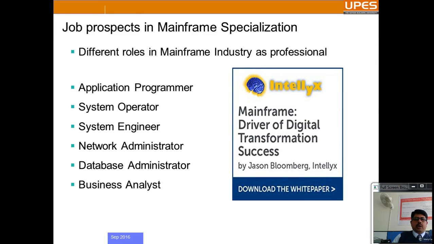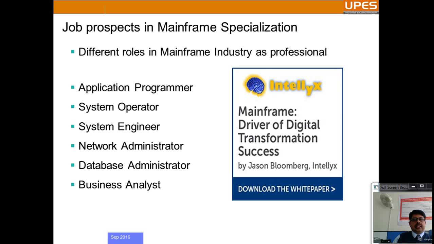Here I'm talking about the job prospects in mainframe specializations. There are different roles in the mainframe industry as a professional, and we can talk about how they work. I'm talking about the first, the application programmer. What's the role of the application programmer? This is the person interested in the front end use, as we used to say, ATM machines, where we find certain things at the front end. There are certain applications by which users develop the application code for the end users. So that type of person basically comes into the category of application programmer.